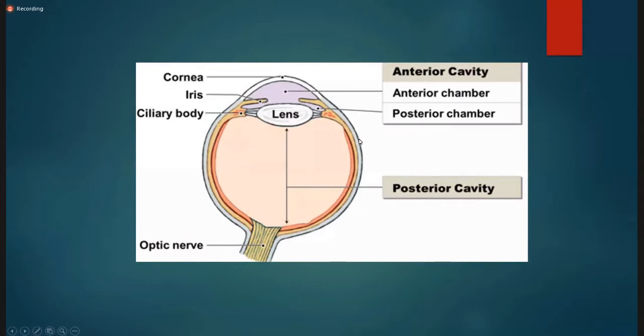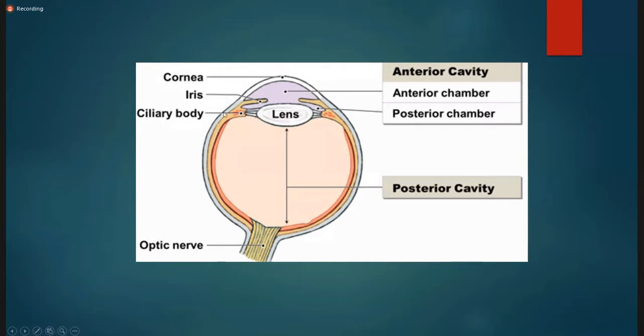There are three layers: fibrous tissue layer, vascular layer, and neural layer. The outer fibrous tissue layer is composed of the cornea, and behind the cornea lies the sclera. Anterior 1/6 is formed by the cornea, posterior 5/6 is formed by the sclera. The second layer is also known as the vascular tissue layer. It is composed of three parts: this is the iris, this is the ciliary body, and this is the choroid.